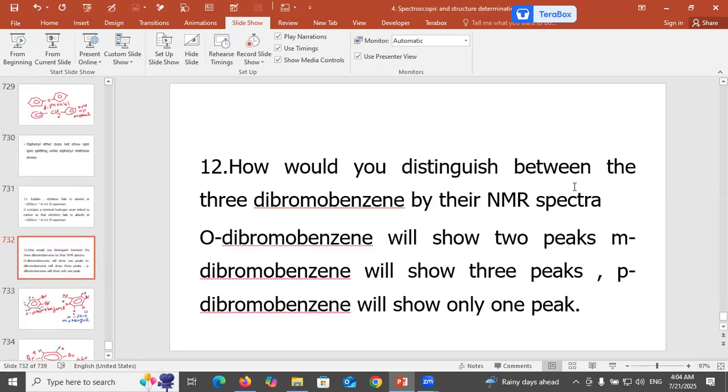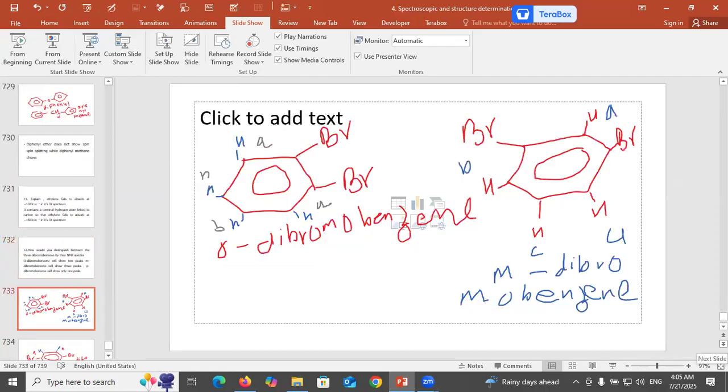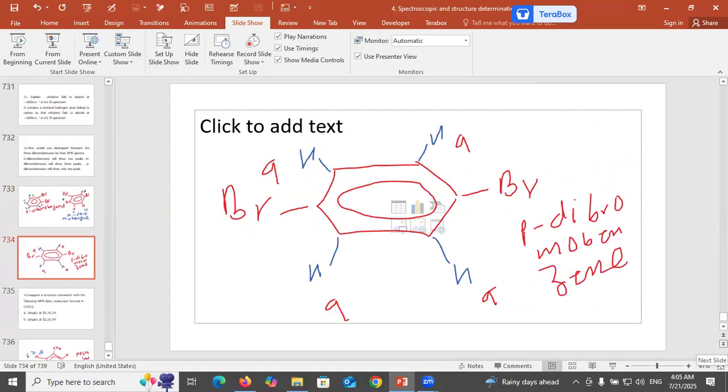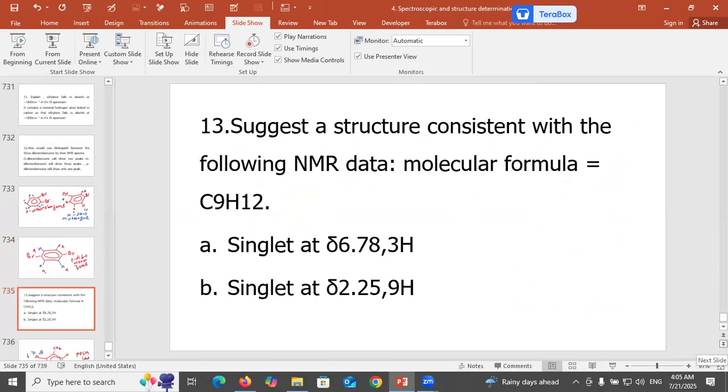How would you distinguish between the 1,2-, 1,3- and 1,4-dibromobenzene by NMR spectra? Ortho-dibromobenzene will show 2 peaks, meta-dibromobenzene will show 3 peaks, and para-dibromobenzene will show only 1 peak. Ortho-dibromobenzene, meta-dibromobenzene, para-dibromobenzene.